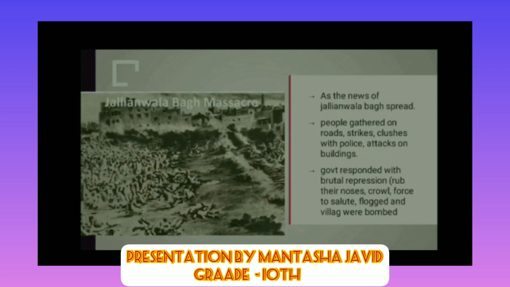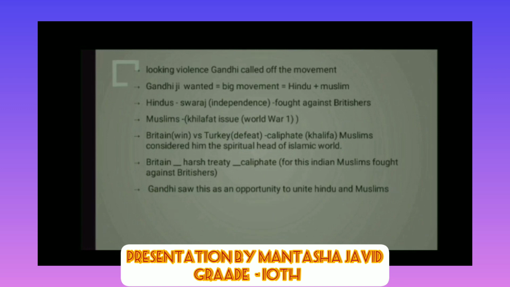As the news of Jallianwala Bagh spread, people gathered on roads, and they started strikes, clashes with people, and attacks on buildings. The government responded with brutal repression. People were forced to rub their noses, to crawl, to salute, and were flogged. Seeing the violence, Gandhiji called off the movement, and Gandhiji now wanted a bigger movement, which meant the integration of Hindus and Muslims.